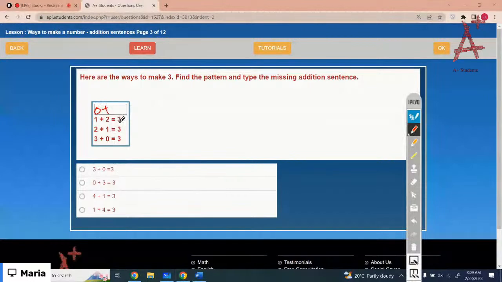Okay. Now just look at the second one. 0, 1, 2. The numbers are increasing by 1. 0 plus 1 is 1. 1 plus 1 is 2 and 2 plus 1 is 3. That means the missing one is 0 plus 3 equals 3. Got it? That is the second one. 0 plus 3 equals 3. So select the correct option and click on the OK button.